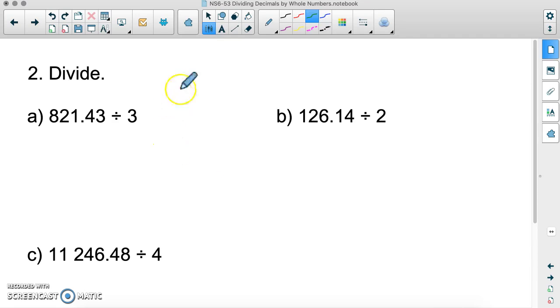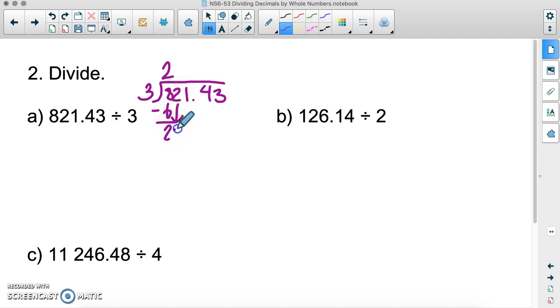So now we're going to add another digit here to divide by. So we're going to do 821.43 divided by 3. So let's start by making our algorithm. So I'm going to first plug these numbers in, 821.43. So let's start by saying, how many times does 3 go into 8? 3 goes into 8 2 times. 2 times 3 is 6. Subtract. 8 minus 6 is 2.